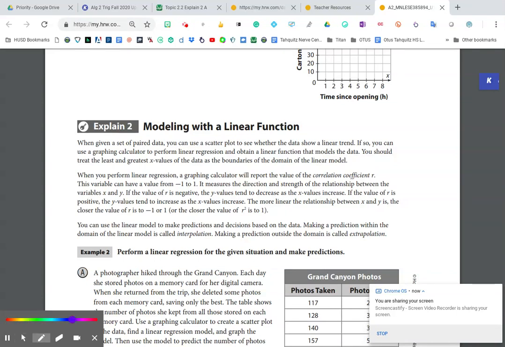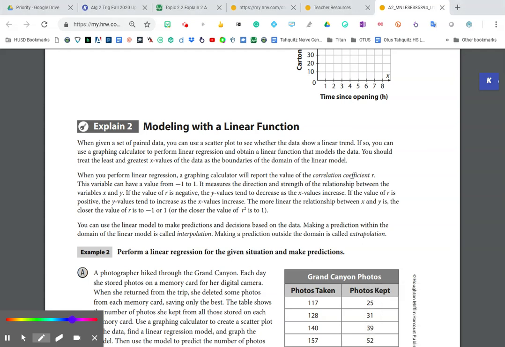So in this video, we're going to talk about topic 2.2, the explain-to, and we're going to be looking at example 2, probably parts A and B, and then we'll do the last little bit in the last part. I totally missed this part here.